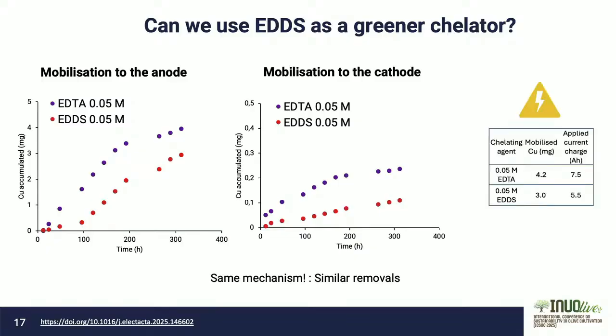However, we later analyzed the mobilization of copper with both, and we found that the applied current charge was higher with EDTA and lower with EDDS. This is because EDTA has higher electrical conductivity than EDDS. So at the end of the day, in terms of electrical charge, both chelators use the same electricity to remove the same amount of copper, which is around 0.55 milligrams of copper per applied current charge. That's good, because it's probably going to take a little bit longer, but we are going to use the same amount of electricity.